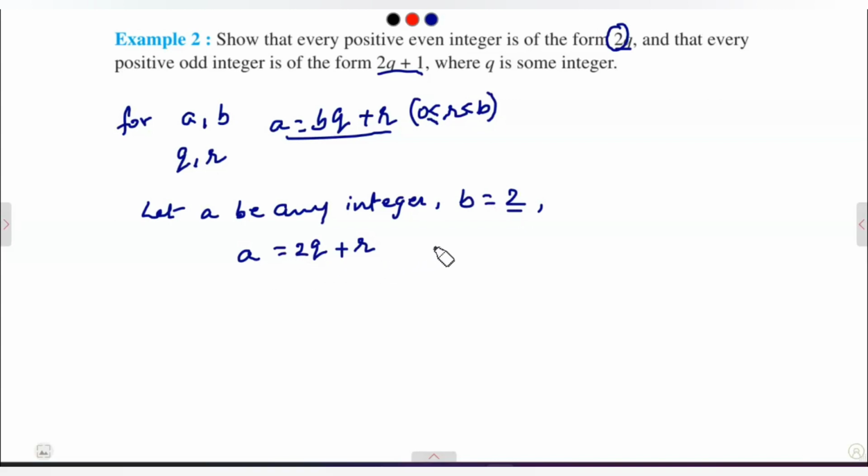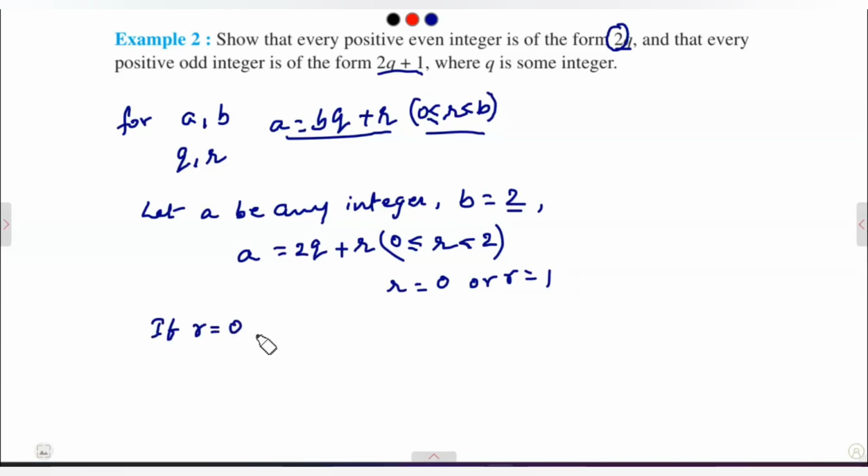According to the condition, r should lie between greater than or equal to 0 but less than 2, since b is 2 here. So r should lie between 0 and 2. It can also take 0. So what values can r take? r can take either 0 or 1. Let us take the two cases. If r is equal to 0, what happens? Then substitute that value.